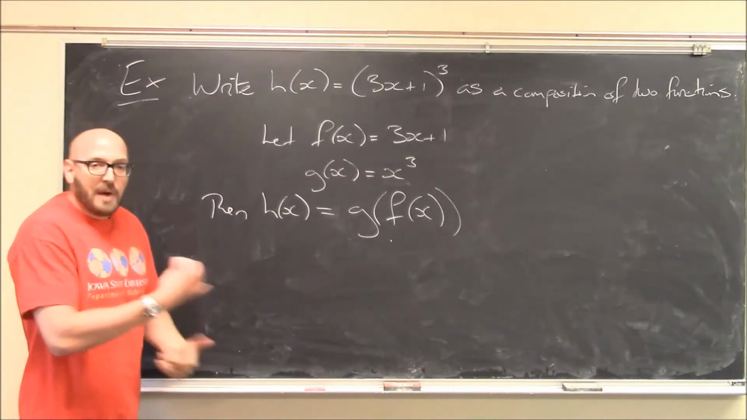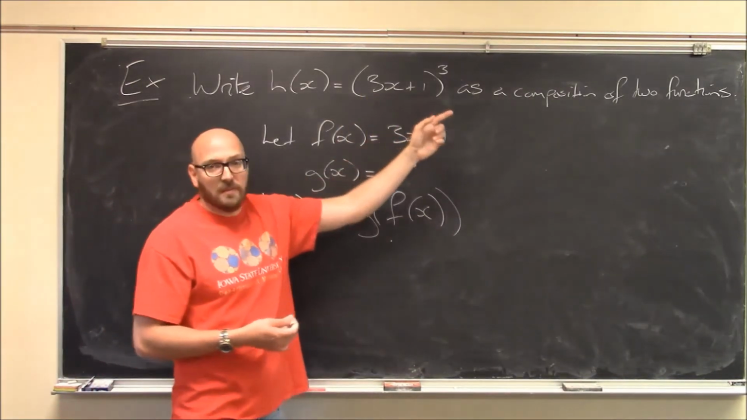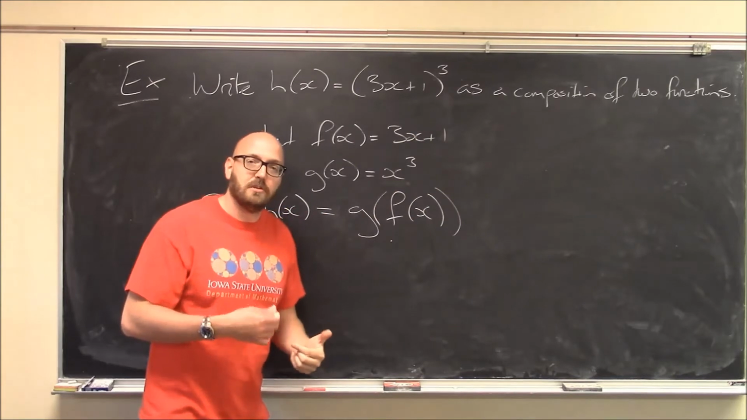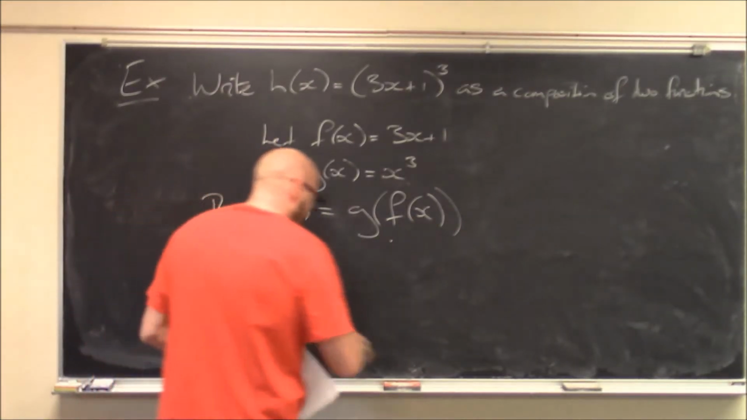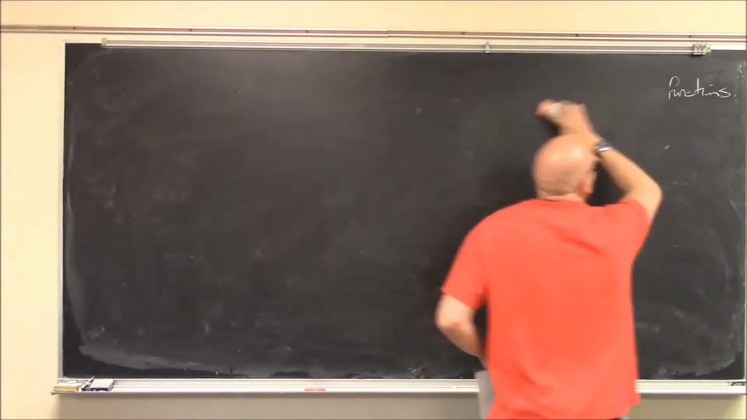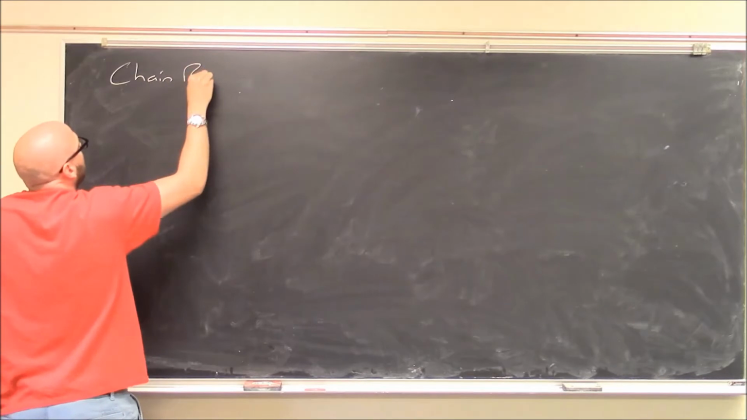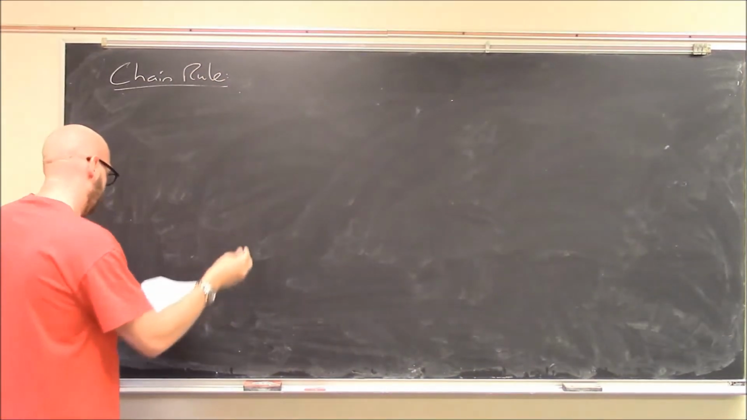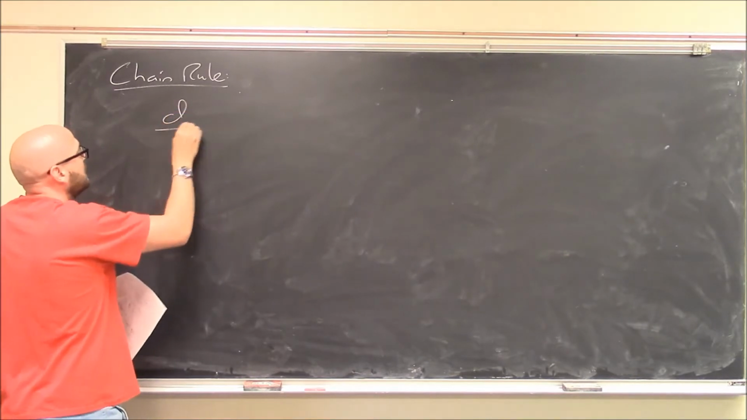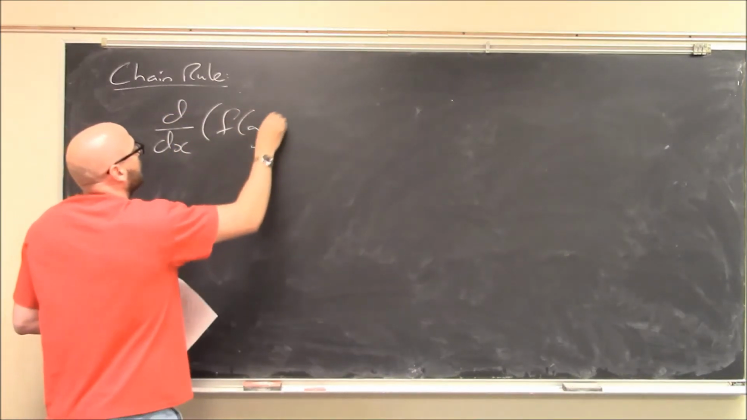So it's important to be able to backwards engineer and think of a single function, recognize when it's a composition of other functions. But with that, we can finally start differentiating, I think. So, we have the chain rule. And here's the chain rule. The chain rule tells us how to differentiate compositions of functions.